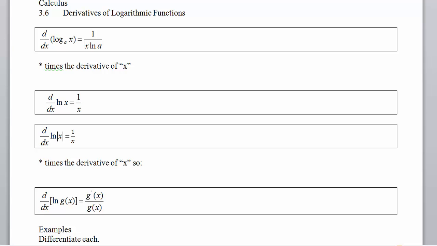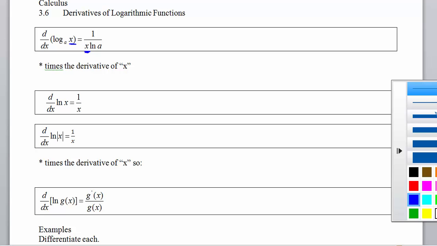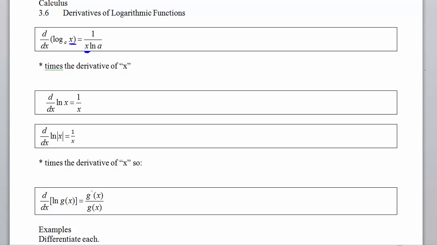Next one now, I have the square root of natural log of x. So now my outside function would be the square root, natural log of x to the 1/2 power. Okay, so the first thing I need to do is bring down the 1/2. Then I would multiply by the derivative of that inside, and the derivative of natural log is just 1 over x. Always. Okay, so if I want to clean this up a little bit.